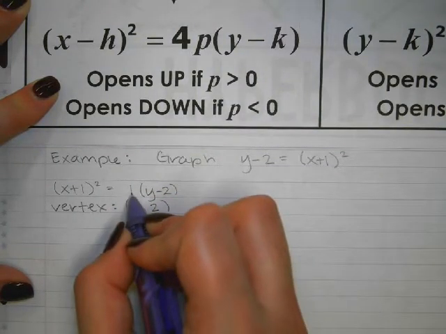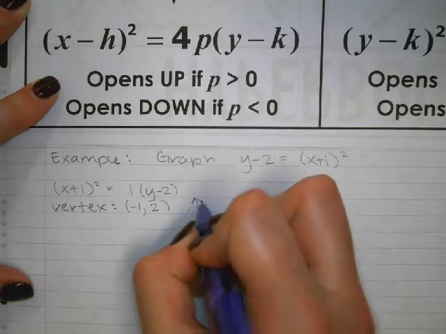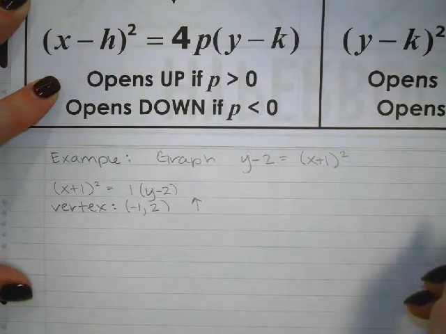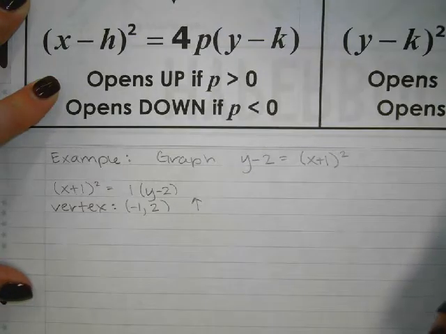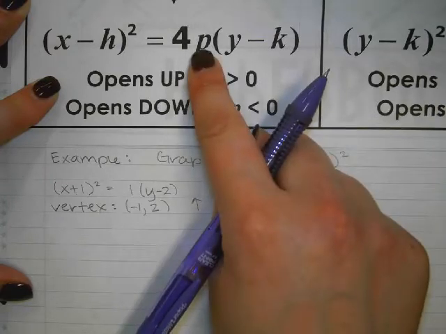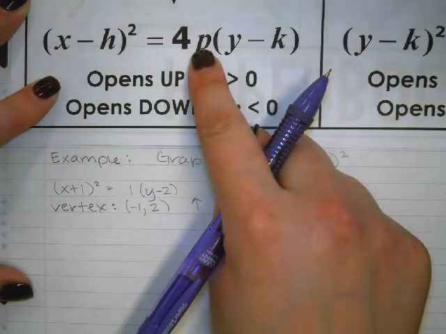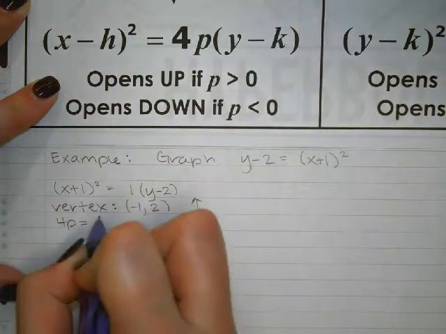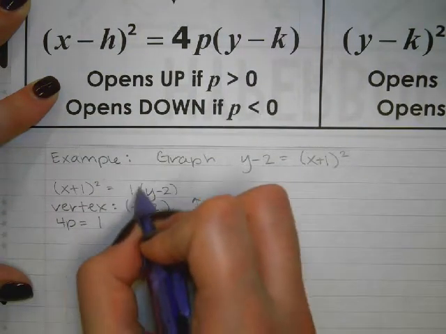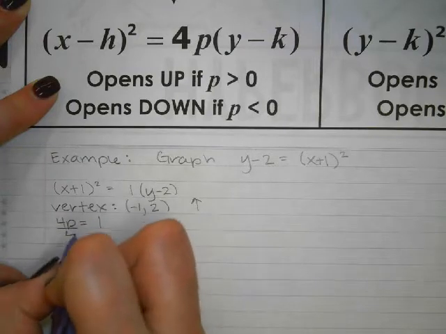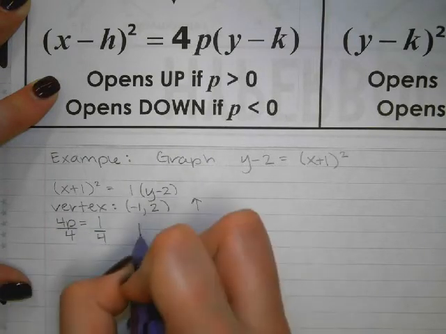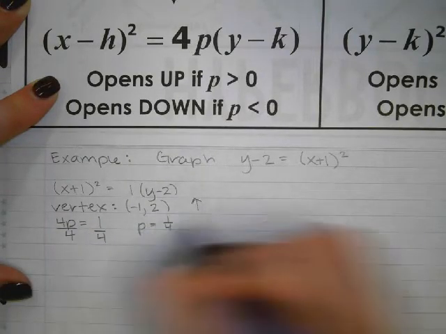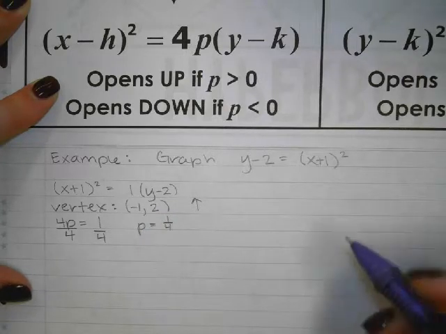Because this value right here is positive, I know that it opens up. If I look at the rest of the information to solve for p so that I can draw the focus and draw the directrix, then I'm going to say that 4p equals 1, because this is the spot where the 4p is. So I can go ahead and divide by 4, and I get p equals 1/4. So I'm going to go ahead and start drawing this picture.